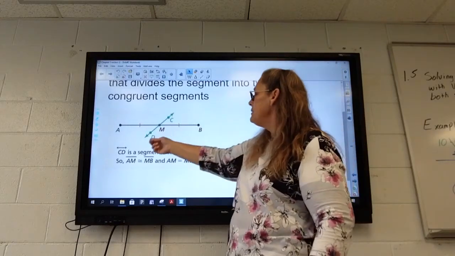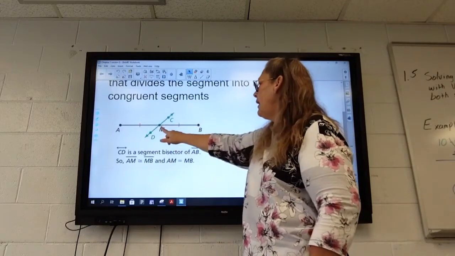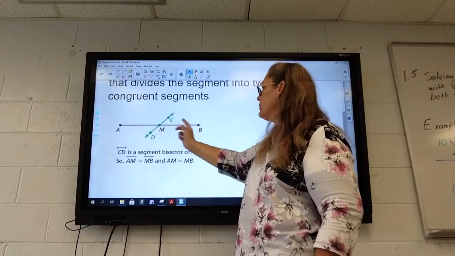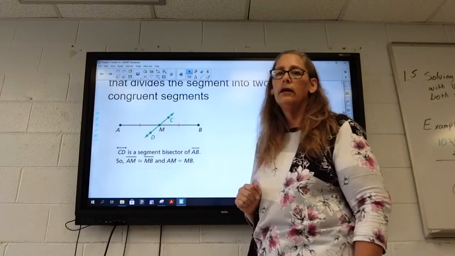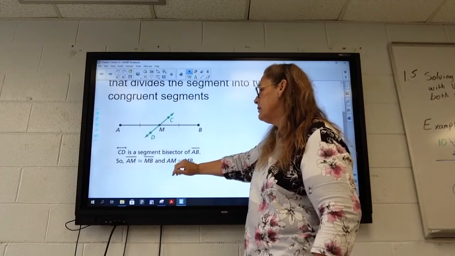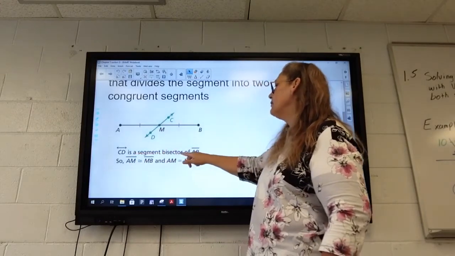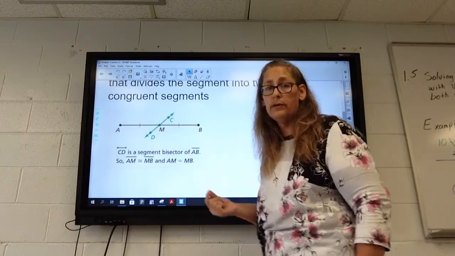We have this bisector CD. It bisects AB at M. That means M is the midpoint. So if you cut it in half, that means AM and MB are congruent. AM and MB are congruent. CD is a segment bisector. If it says bisector, it's cutting it in half, so the two parts are always going to be equal.